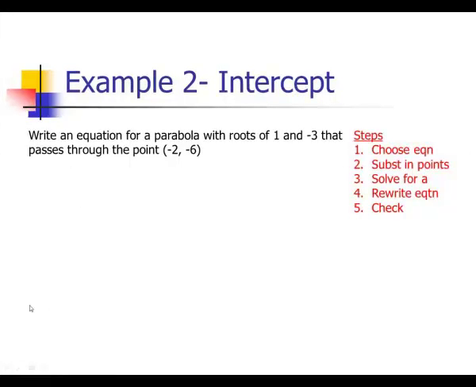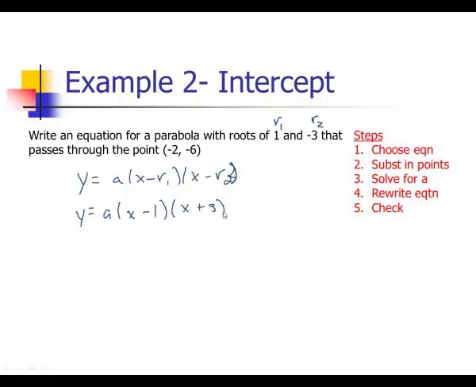Next example says, write an equation for a parabola that has roots at 1 and -3 and passes through the point (-2, -6). So we'll use our intercept form. So y equals a, x minus r1, x minus r2. Oops, r2. See? So 1 is my r1, -3 is my r2. So when we plug that in, we'll get y equals a, x minus 1. And then x minus -3 will be x plus 3. Again, you notice, just like before, our signs actually change.